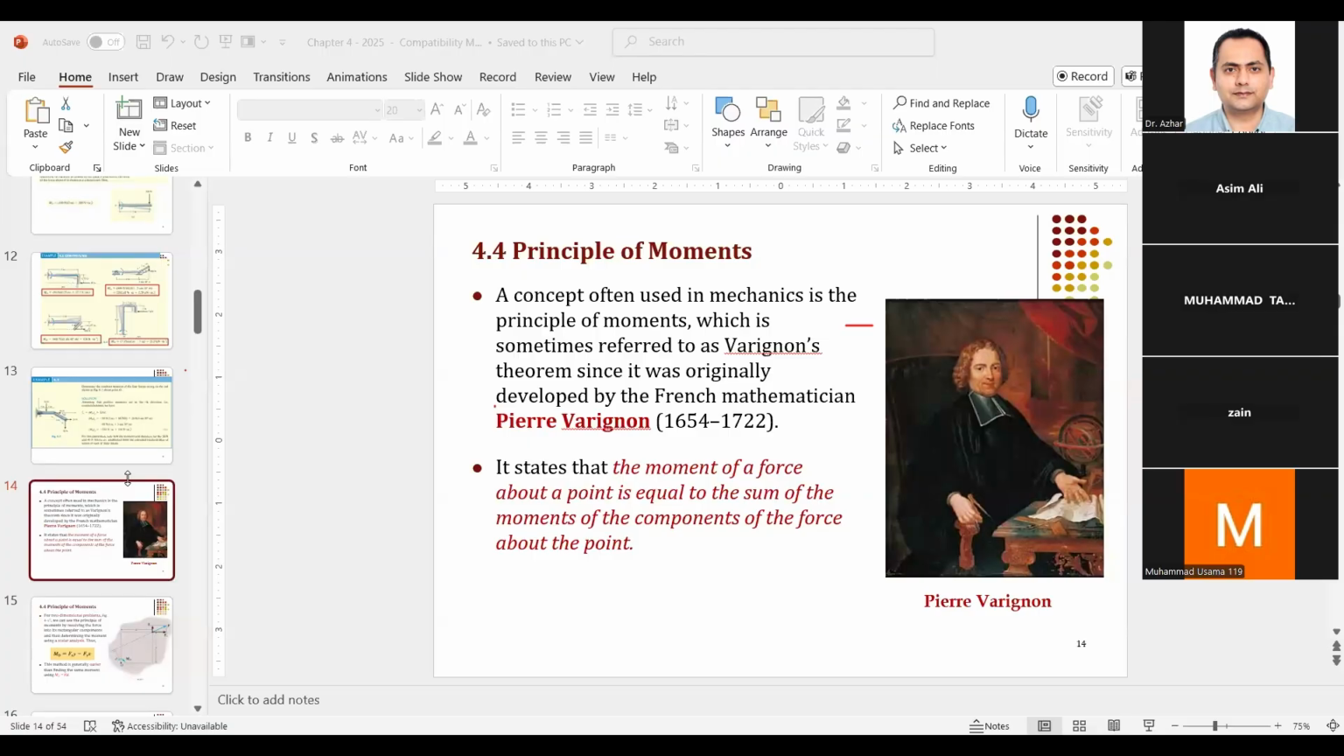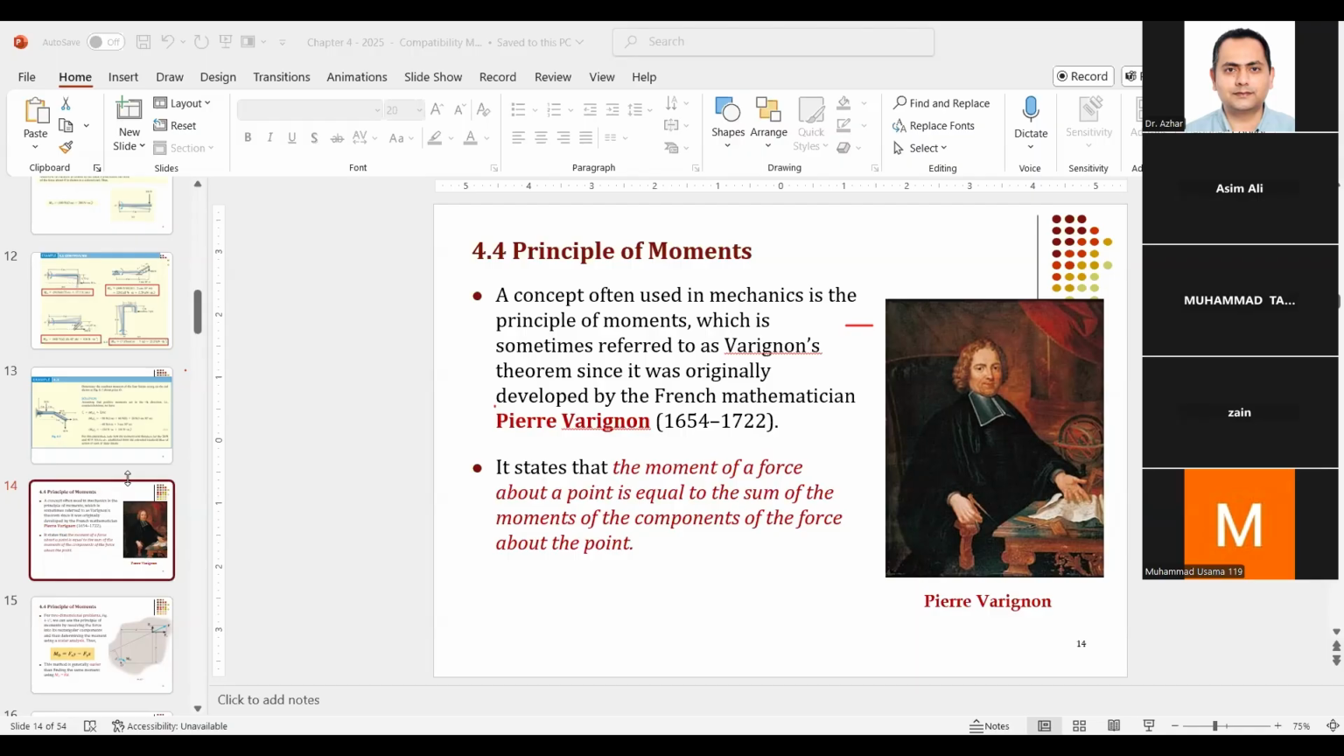So what is the principle of moments? It states that the moment of a force about a point is equal to the sum of the moments of its components about the same point. I think it's another version of the principle of moments. In the lab, you said that the sum of the clockwise moments is equal to the sum of the counterclockwise moments. Here is a different version. It says that the moment of a force about a point is equal to the sum of the moments of the components of the force about that point.